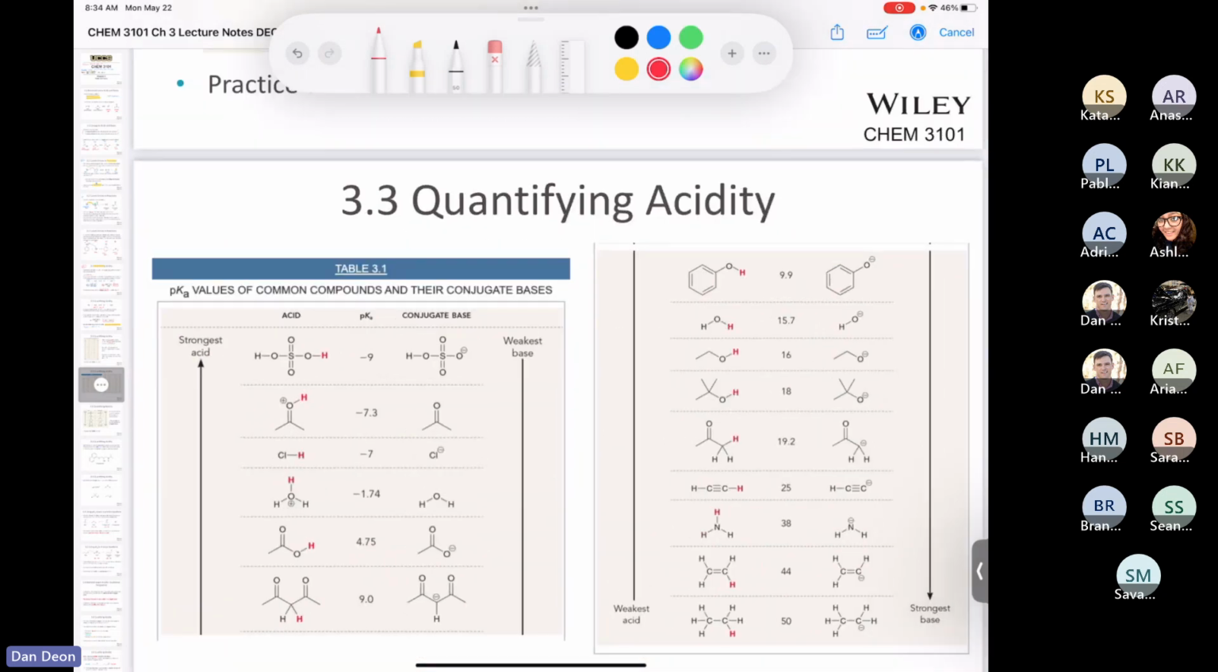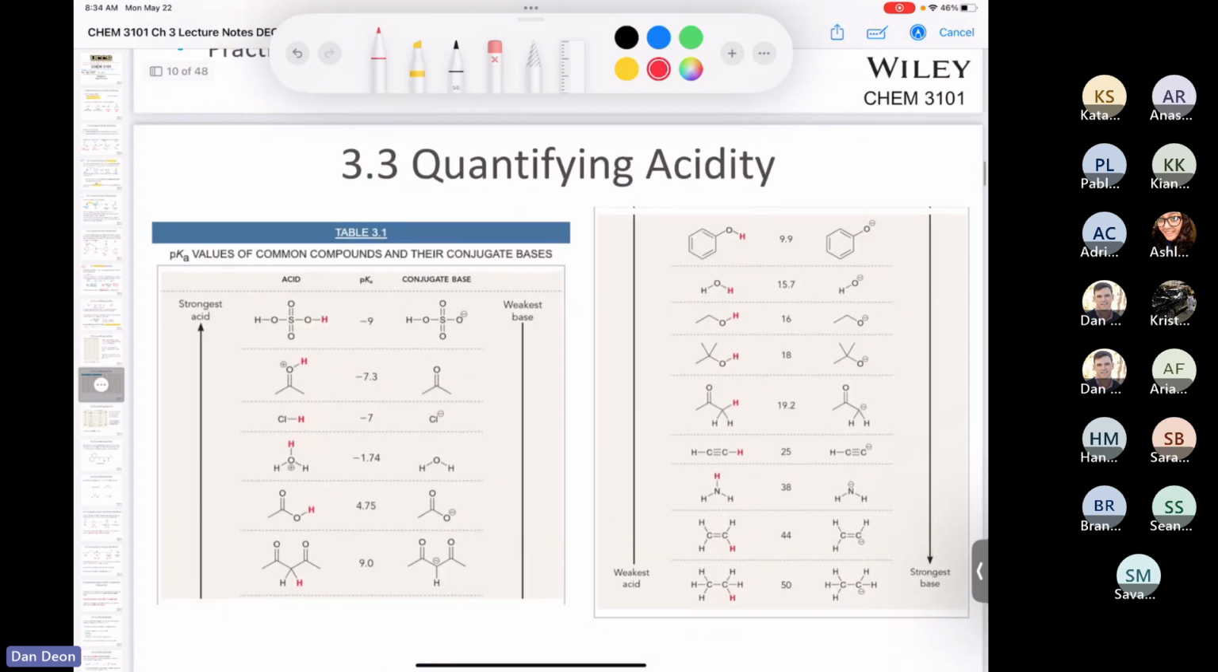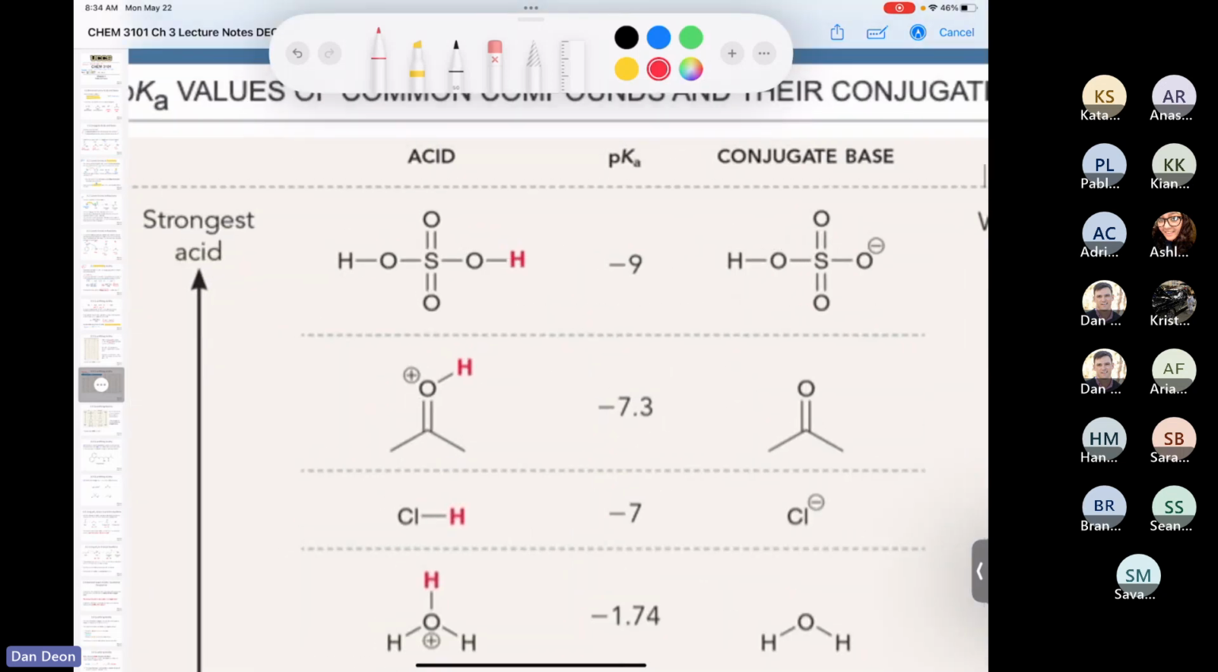You have to memorize all of these. Okay, they will be so helpful for you in this class because you can't argue with pKa values. So first we get sulfuric acid, -9, very strong acid.